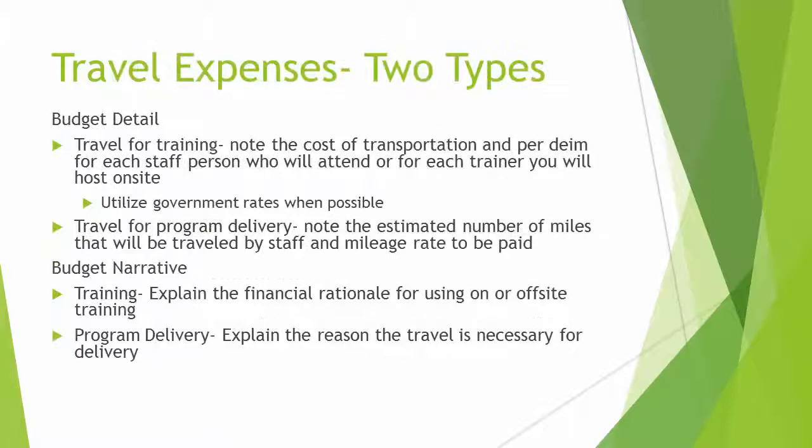Travel expenses are typically of two varieties. One, those that are incurred by staff who are attending training. These can include airfare, mileage, hotel, and/or per diem expenses. Or two, travel expenses related to delivering the program, for instance, traveling to different sites or picking up participants for a group. Either way, these costs should be broken down into separate line items in the budget detail. Be sure to explain the reason that each type of travel is necessary in the narrative.